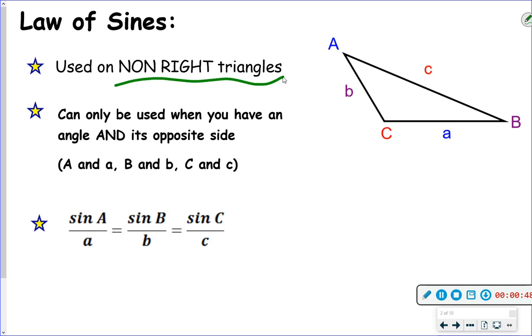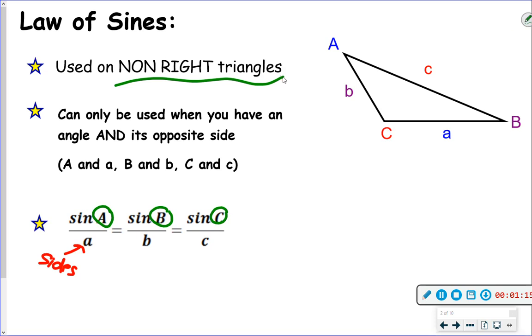Now, a lot of A's and B's up here. We got to talk about the labeling. Always angles on the top. You always do the sine of the angle. The lowercase letters, the little a, the little b, the little c, those are the sides. So the angles on top, sides on the bottom. Okay, that's easy enough. And of course, the labeling matters, always.